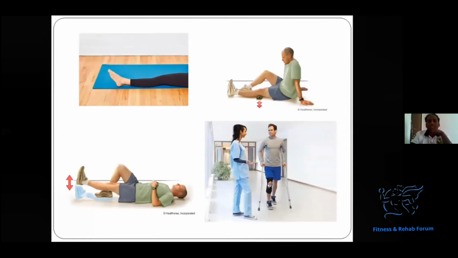And partial weight bearing with crutches or a walker, whatever. If the player is too good, even without a walker, even with an elbow crutch, it is fine. The crutch is just to support. So if the player is too good and confident, even without crutch or elbow crutch, we can start walking. So the pattern will be the same: crutch, injured leg, and then good leg.